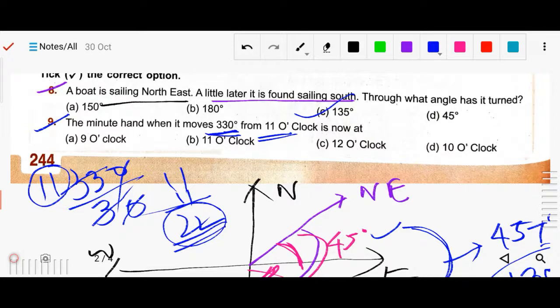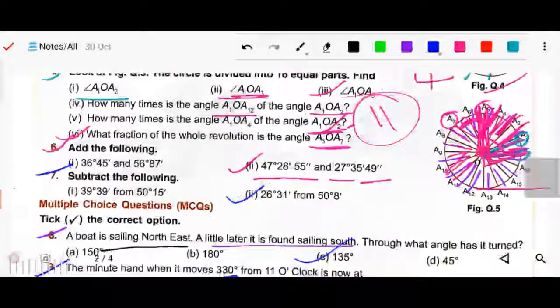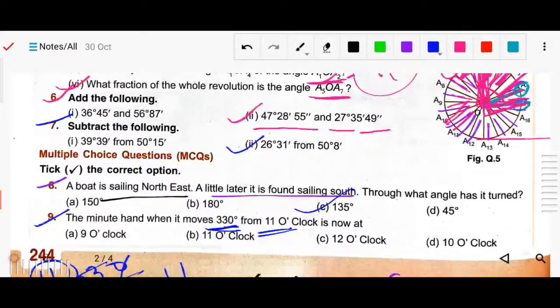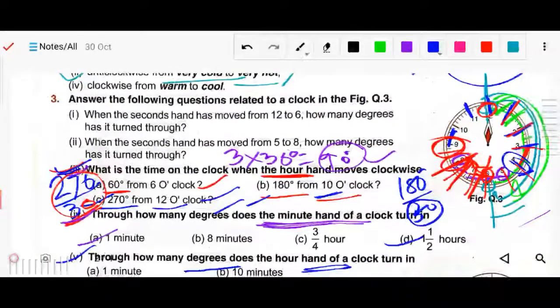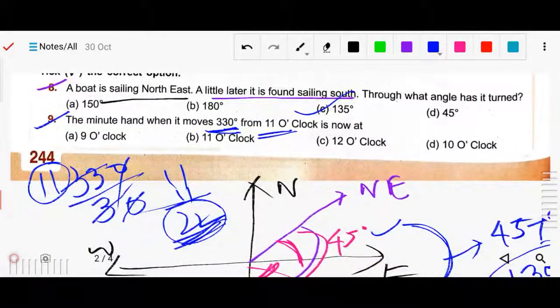So 22, if you check, what is the time? 22 is nothing but your 10 o'clock. Or simply in your clock you just count 11 parts from 11. So 1 2 3 4 5 6 7 8 9 10 11. Okay, so where do you reach now? 10. So what is the time? That time is 10 o'clock. Okay, so that's your answer. Okay, so likewise you can do it.